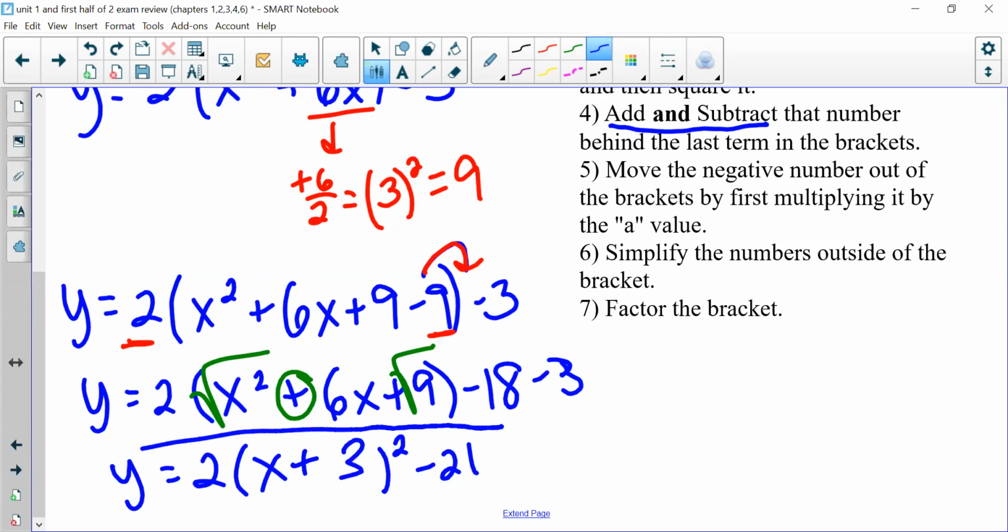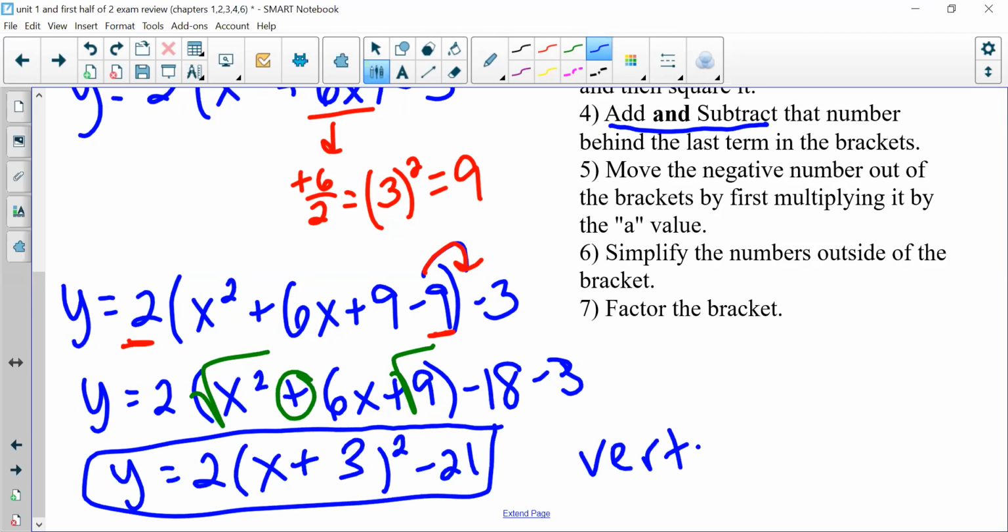So where is my vertex now? Your vertex is, what's it called? Is it 3 and -21? Yeah, -3 and -21. Or -3 and 21? Yeah.